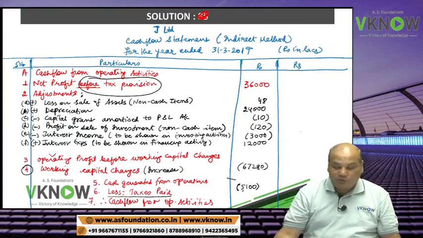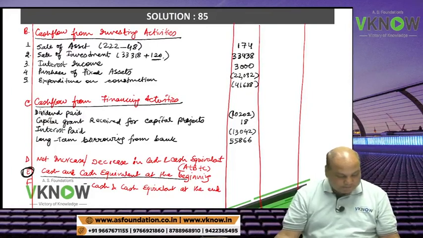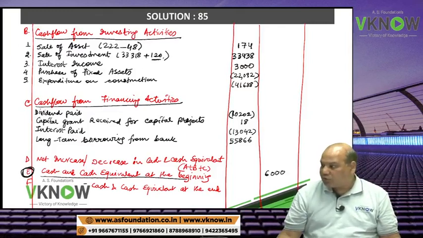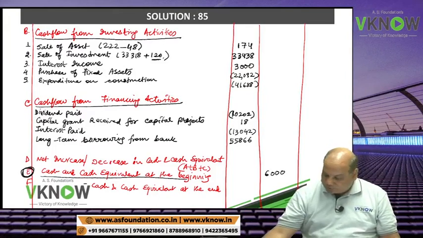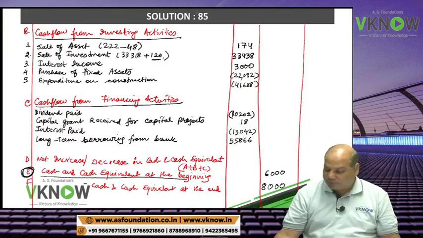Cash and bank balance on 1/4/18. So this will come in point number E. Cash and cash equivalent at the beginning. Beginning cash is 6,000 rupees. Write in the outer column. And cash equivalent at the end is 8,000 rupees. So our answer should finally tally automatically.